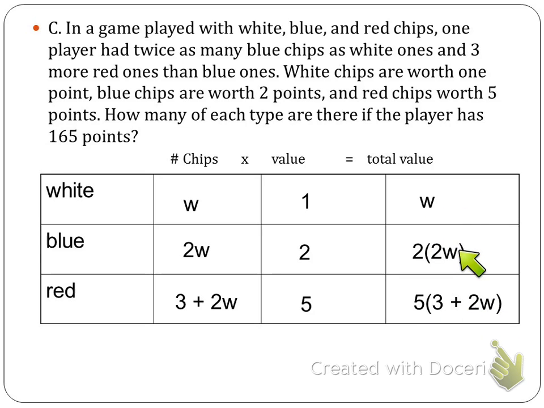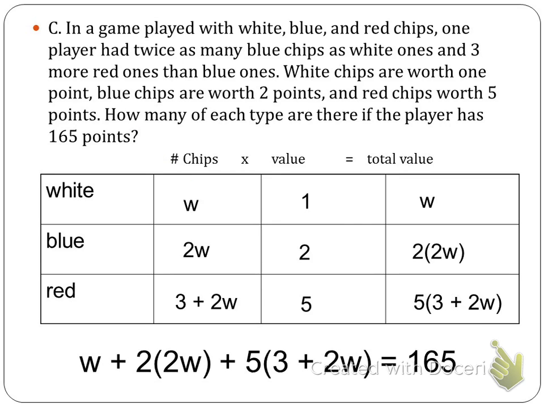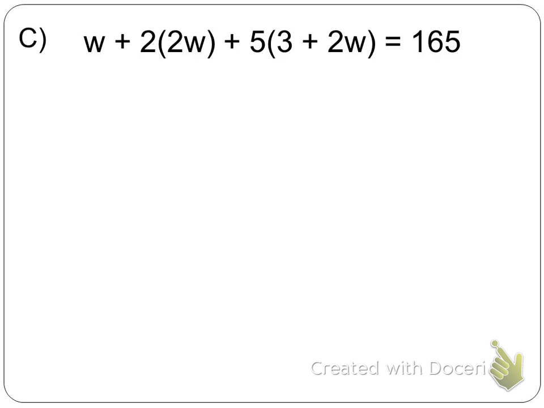What do they all add to? 165. So I'm going to write a big equation. Value of the whites plus value of the blues plus value of the reds equals the total. All right, so that's the equation we're going to solve.